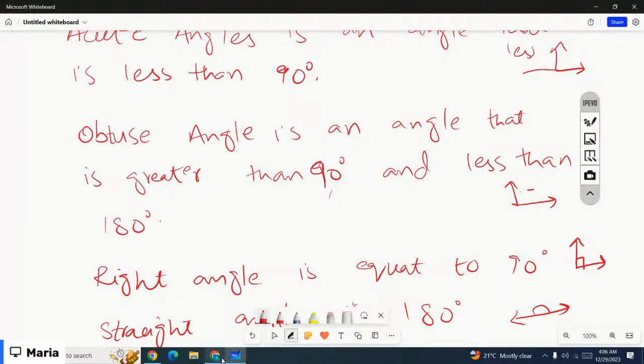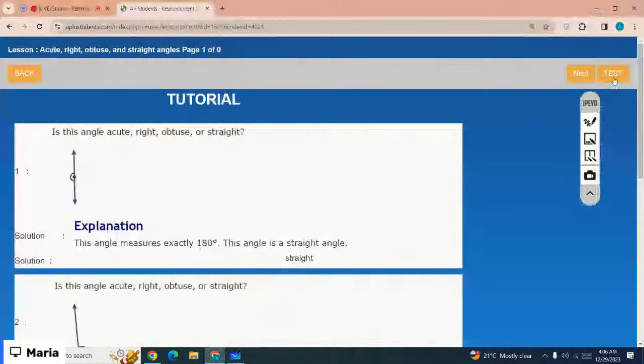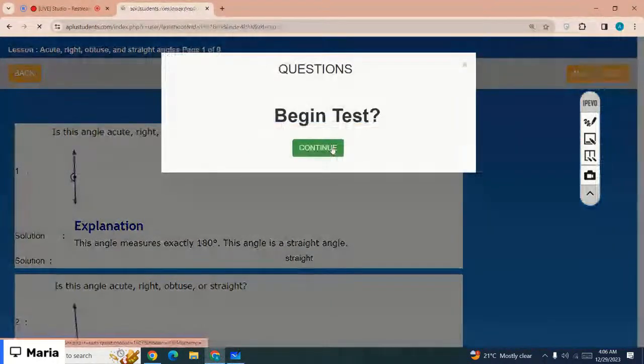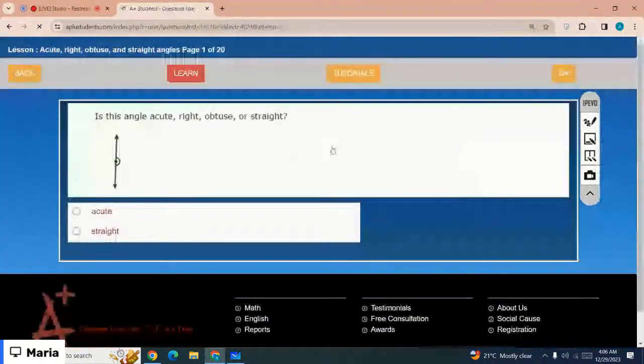Now let's start with the practice questions. Is this angle acute, right, obtuse, or straight? Which is the correct option? That is just a straight line, a straight angle, so the correct option is straight. That is exactly 180 degrees.